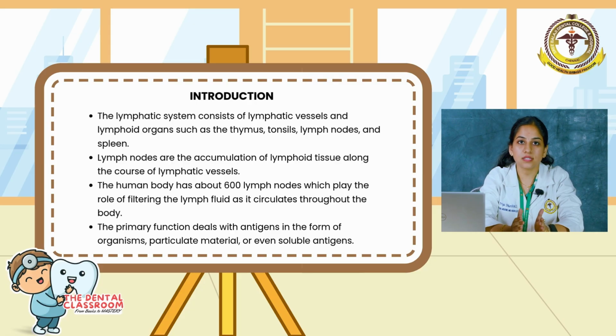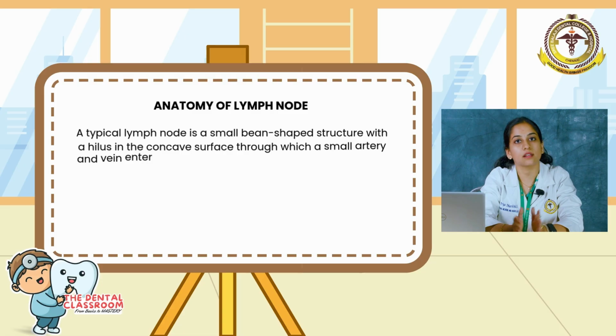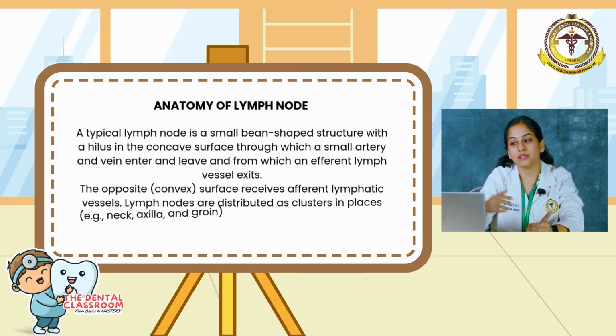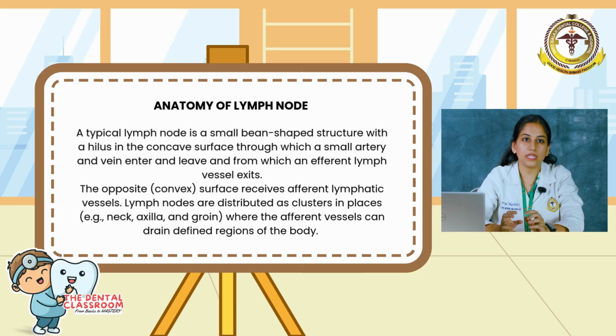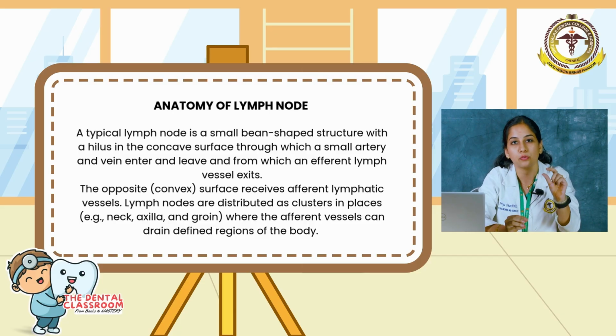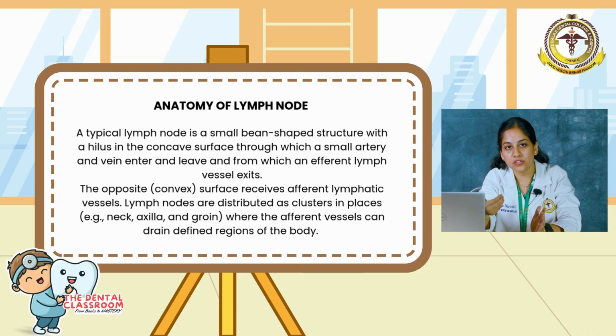Whenever we want to discuss the examination of something, we should thoroughly know the anatomy of the particular organ. So we will discuss the anatomy of the lymph node. A typical lymph node is a few millimeters in size and shaped exactly like a kidney bean. It has a hilus on the concave surface through which a small artery passes and a vein exits, and where the efferent vessel also exits. Opposite the concave surface is the convex surface, where the afferent lymphatic vessels enter.